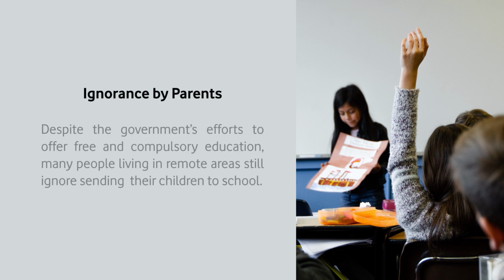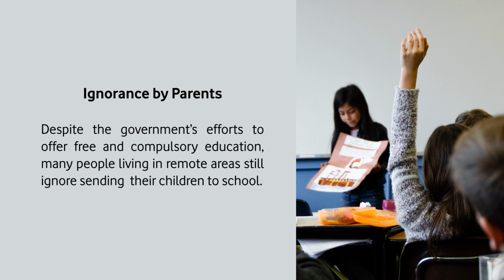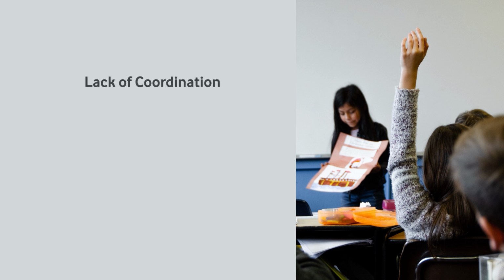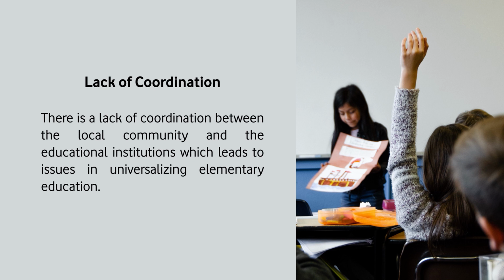Ignorance by parents. See, despite the government's effort to offer free and compulsory education, many people living in remote or tribal areas still ignore sending their children to schools because they felt that education was not of much importance in their life. Lack of coordination. There is a lack of coordination between the local community and the educational institutions, which leads to issues in universalizing elementary education.